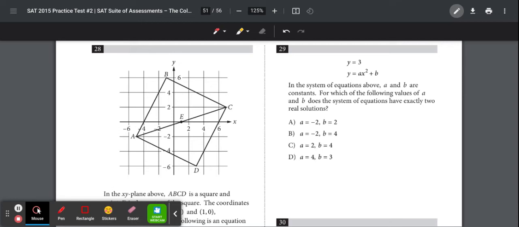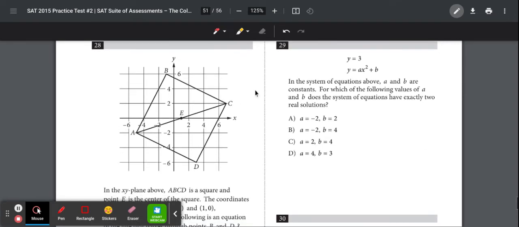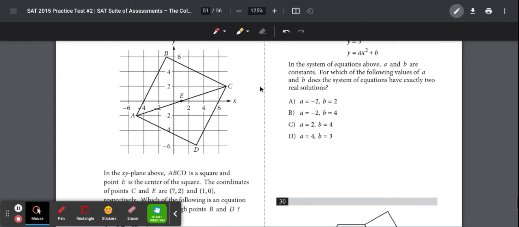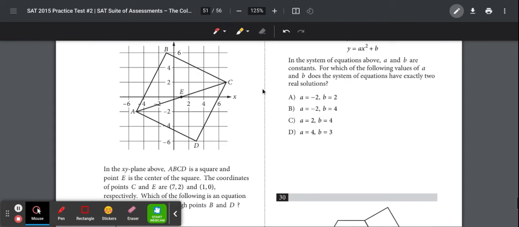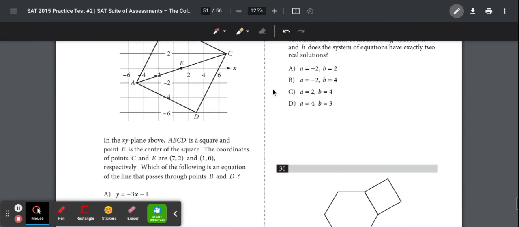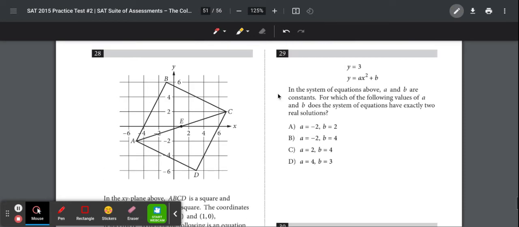Question number 28, SAT practice test 2. Question 28 gives you a square ABCD in the XY plane. You're given the coordinates of two of the vertices of the square. No, actually, you're given the coordinates of vertex C and the center of the square E. The question is, which of the following is the equation of the line that passes through points B and D?